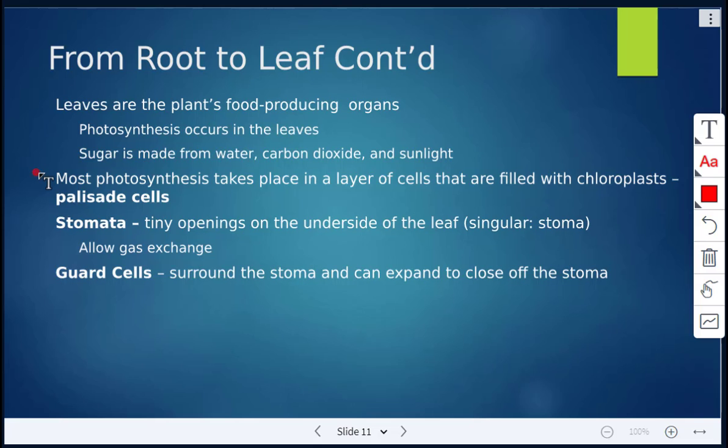That layer of cells is called the palisade cells. When we look at the diagram, you'll also see the stomata. Those are the tiny openings on the underside of the leaf. Singular is called stoma, and that allows for gas exchange. So carbon dioxide can go in and oxygen can leave, but at the same time, water can escape as well through those openings. Then there are those guard cells that surround the stoma, and they can expand to close off the stoma.